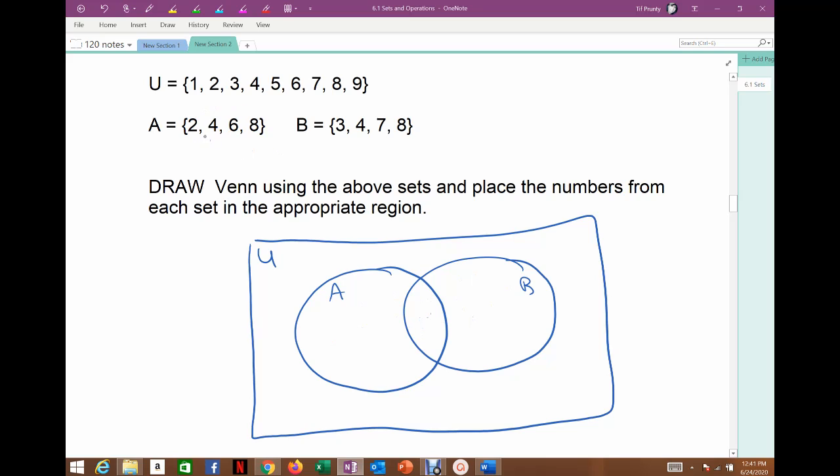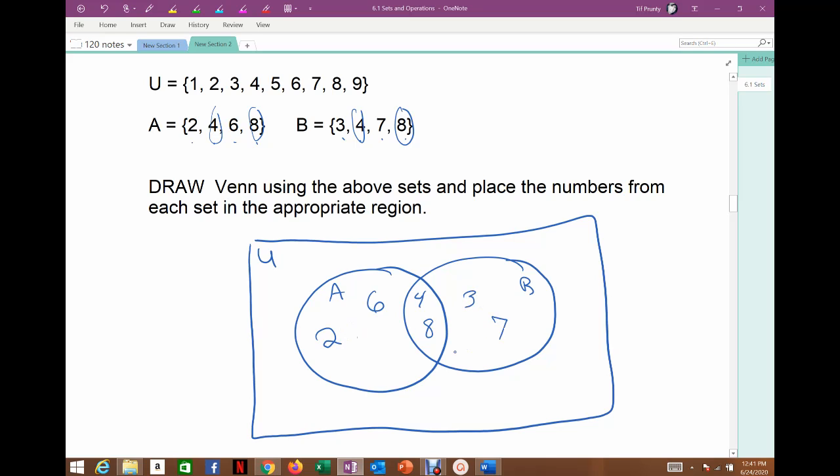So in circle A, we've got 2, 4, 6, 8. In B, we've got 3, 4, 7, 8. I always start with the middle, and so they share 4 and 8. So 4 and 8 are in the universal set and both subsets, so 4 and 8 go here. Then I look at circle A. I've already counted 4 and 8, so I don't want to put them in again. There's only one 4; it happens to be in the universal and in both my subsets. 2 is also in my universal and subset A, and 6, so 2 and 6 are accounted for. Now I do B. I've already counted 4 and 8, so I still have 3 and 7.